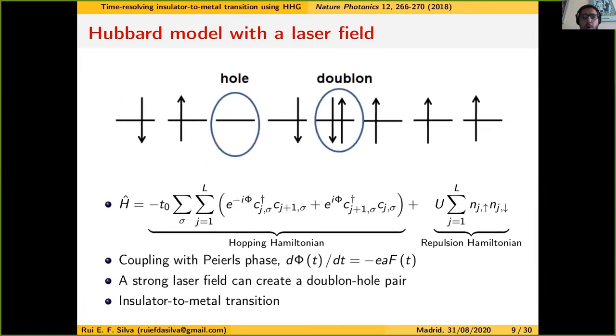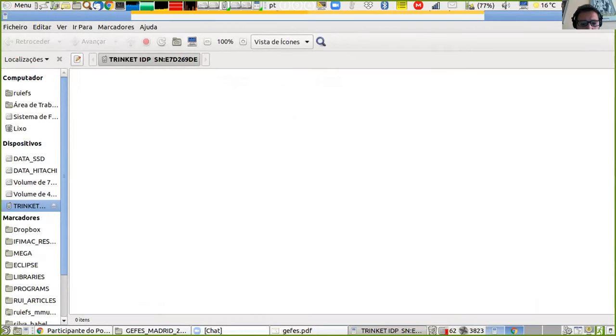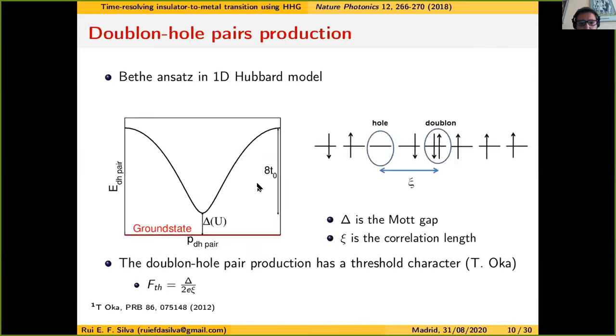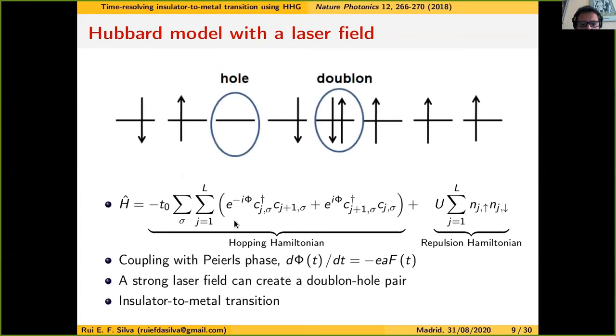So when we couple the Hubbard model with a laser field, we can just couple the laser field by putting a pulse phase in the Hamiltonian. Sorry about it. This phase here, this is the pulse phase. And when you shine a laser field into the Hubbard model, what you can do is to force an electron that was initially here to jump to an adjacent site. And then you will create a doublon-hole pair. And then this doublon-hole pair is able to conduct electricity. So with a stronger laser field you create doublon-hole pairs, and you start initially with an insulator, and then you end up with a metal.